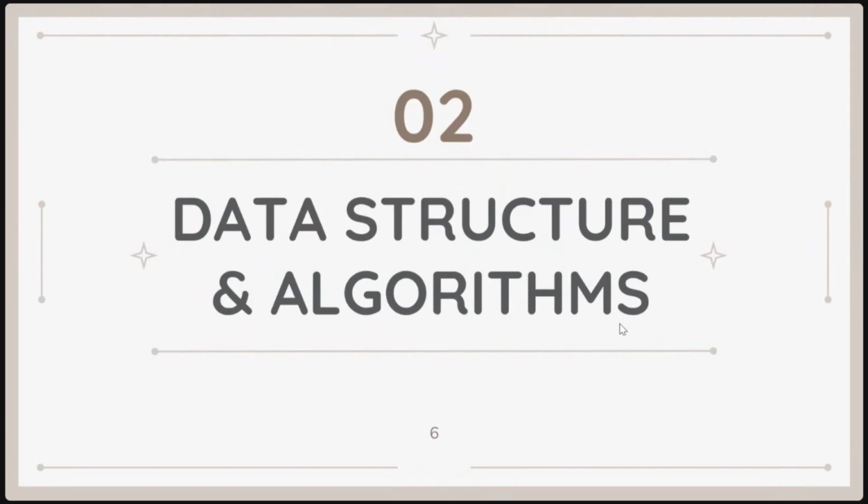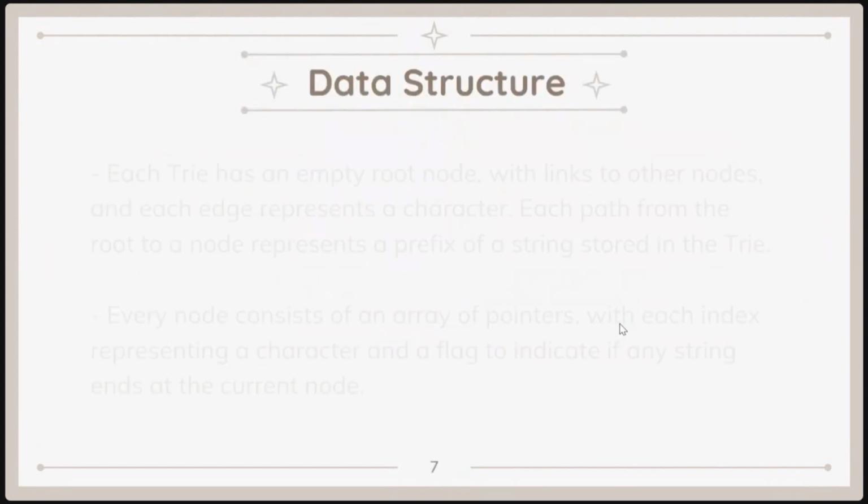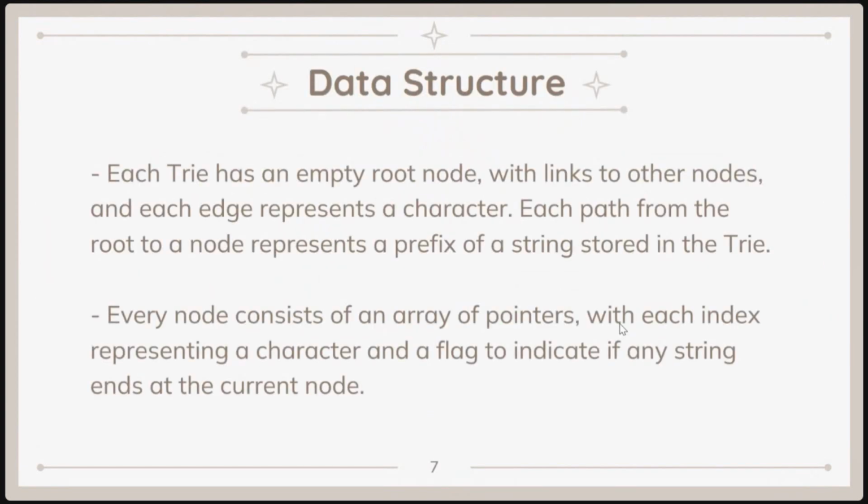Next, we will come to the data structure and algorithm on Trie. About data structure, a Trie has an empty root node which links to other nodes, and each edge represents a character. Each path from the root to a node represents a prefix or a string stored in the Trie. Every node consists of an array of pointers, with its index representing a character, and a flag to indicate if any string ends at the current node.